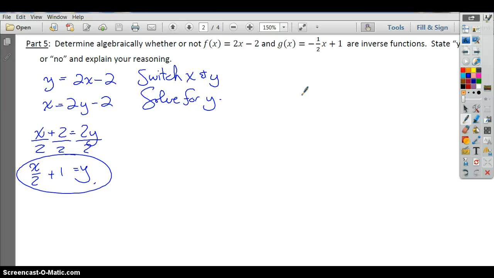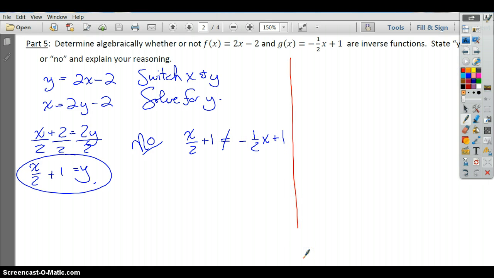Okay, unless I seriously did an oversight here, which I do not believe. So I'm going to say no, because x over 2 plus 1 is not equal to negative half x plus 1. Okay? The other way I can check this, which would be method 2, would be to do f of g of x and make sure that equals x. So if I do this, I'm going to plug in g of x.